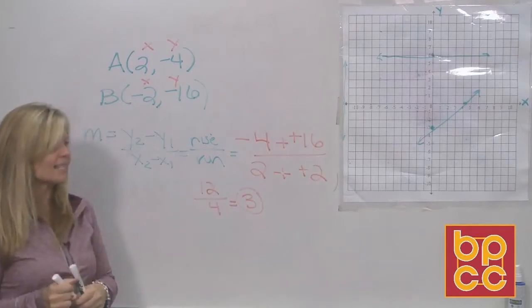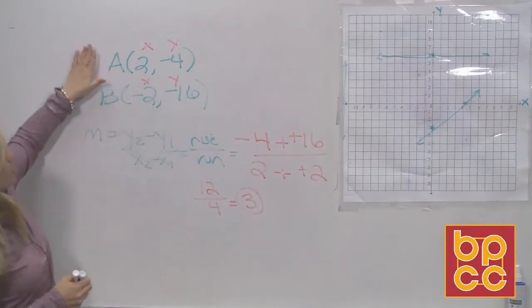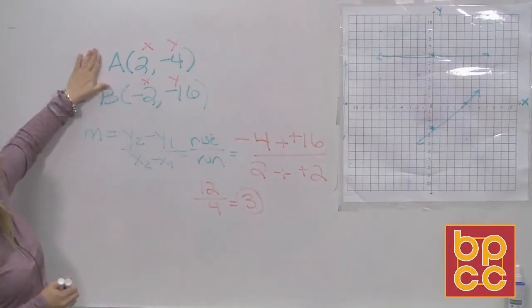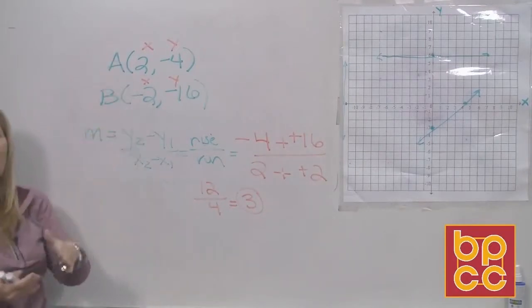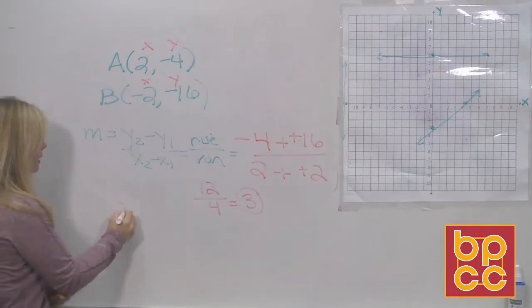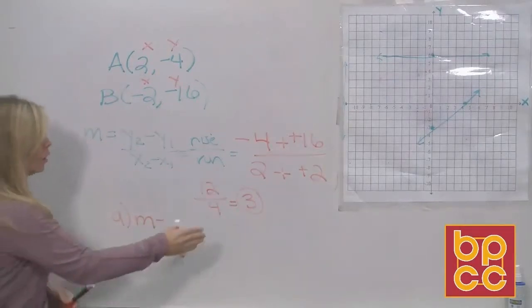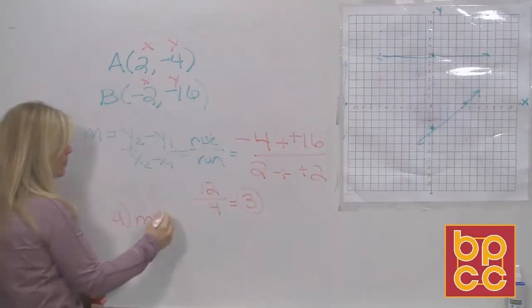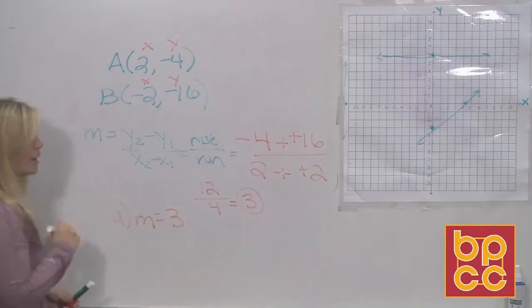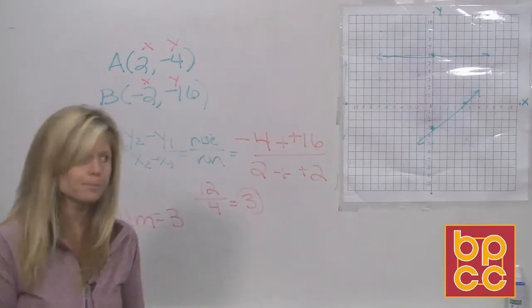Now, the question A says, find the slope of a line that would be parallel. So if I plotted these 2 points and I wanted a line that would be parallel to this, parallel means it would move the same way. Well, that's very simple. If you're parallel, you're going to be the same slope number. What is the slope of this line? 3. So the slope of the line parallel would also be 3. It would move the same way.